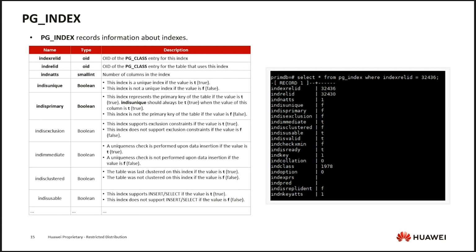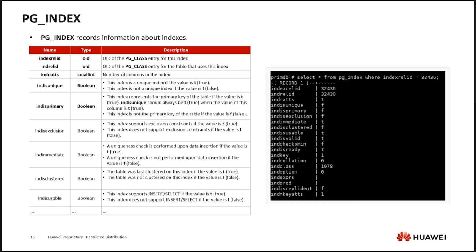Okay, let's go to the PG_index catalog, which records information about indexes created in the system. As you can see, most of the values in this catalog, such as the ones controlling whether an index is unique or a primary key, are of the Boolean type. Index information is also stored in the PG_class catalog, which contains even more useful information. And this catalog stores some key information. The figure on the right shows a simple example.